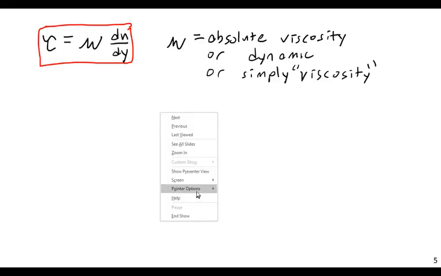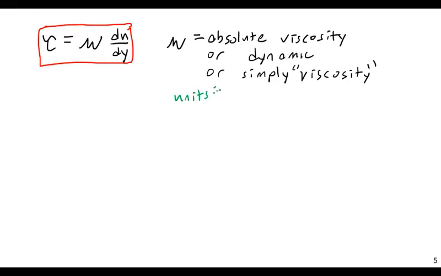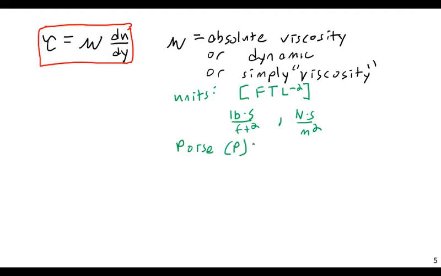And the units on this, well, the units are FTL to the negative 2. So it's going to be pound second per foot squared, or something like Newton second per meter squared. There is also a further derivation in the book you can see for this towards the beginning, page 15 or so. And then a poise is a sort of combination of this, a capital P for poise. You can also use this, but usually we just use Newton second per meter squared, because this is easy to confuse with pascals or pressure or something. 1 P is 0.1 Newton second per meter squared.